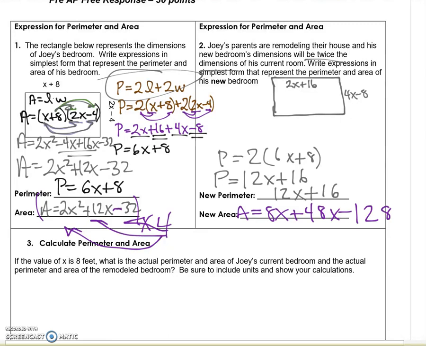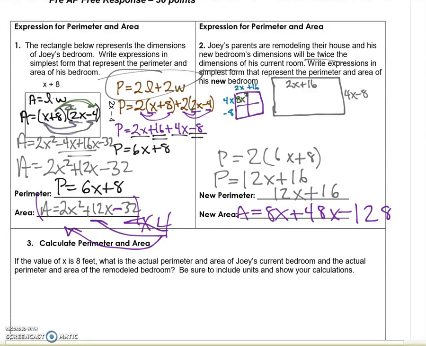Now if I find the area using the actual dimensions, I'm going to do this one both ways, just to see that it comes out the same either way. I'm going to do this multiplication of the length and width for the new bedroom by the box method. I put 2x plus 16 across the top, and the 4x minus 8 along the side. I'm going to make sure I call that a negative 8 there, because that is 4x minus 8. Now multiplying 2x times 4x, there's our 8x squared.